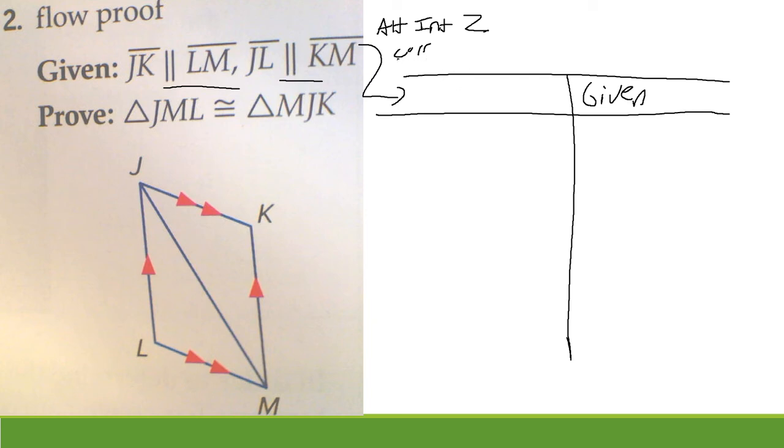These are a little bit harder to see. So if you can't find alternate interior, chances are you're dealing with the corresponding, but always check to find alternate interiors first if you can. And again, you're looking for a Z pattern for alternate interior. But first, before any of that, as always, we look for reflexive, and I can see reflexive piece right here with JM. So JM is congruent to JM because of reflexive.